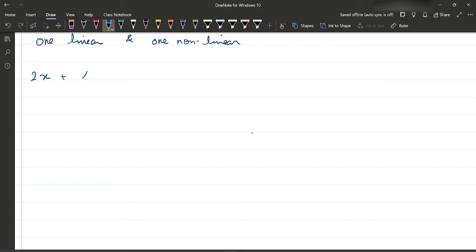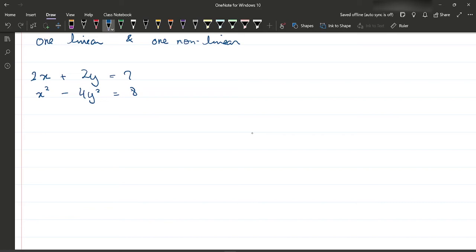2x plus 2y equals 7, then x squared plus, no, it's minus, equals 8. Okay. Now, this looks very complicated. However, it's not if you know what to do.